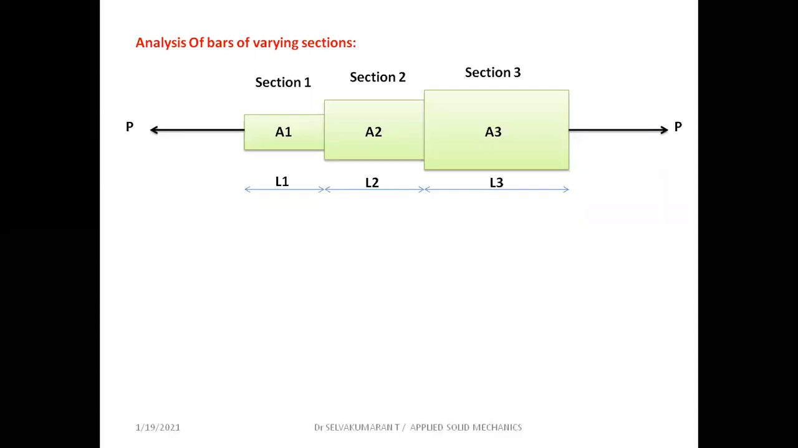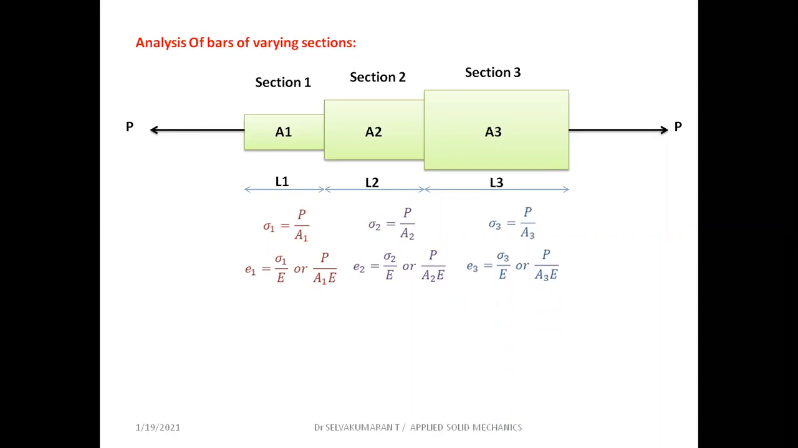How to find the stress in section 1, section 2, section 3, followed by strain and followed by the total change in length. So stress in section 1 is equal to load P by A1, area of section 1. Strain is nothing but e1 in section 1, stress in section 1 divided by E, or stress is equal to load by area, so P by A1 into E. Similarly for section 2, stress in section 2 is equal to P by A2. e2 is equal to sigma 2 by E, or P by A2 into E. So sigma 3, stress in section 3, is equal to P by A3, and strain in section 3, e3, is equal to sigma 3 by E, or P by A3 into E.